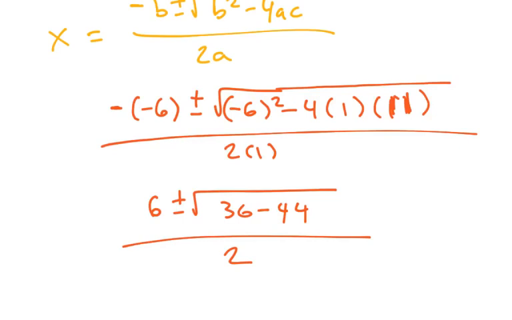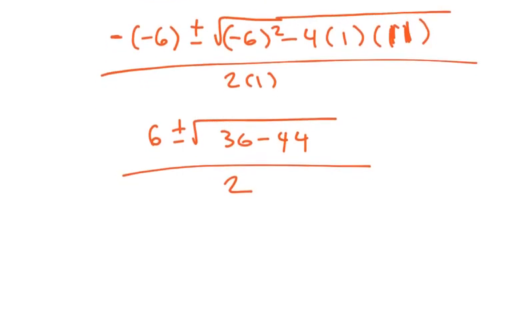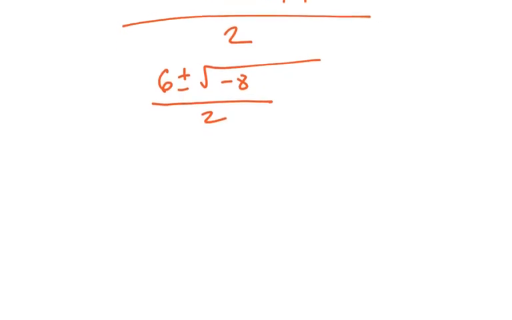Now, this is very interesting, because what we're going to get now, if we clean up the inside, is the square root of negative 8. And this is an imaginary value. So this becomes 6 plus or minus, we'll put an i on the outside, because we know the square root of negative 1 is i. We learned this at the end of chapter 6. This is the square root of 8 over 2.